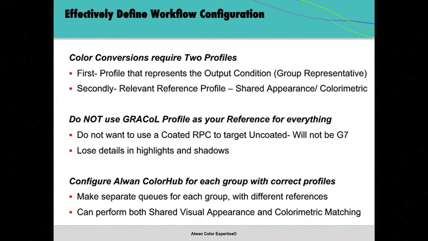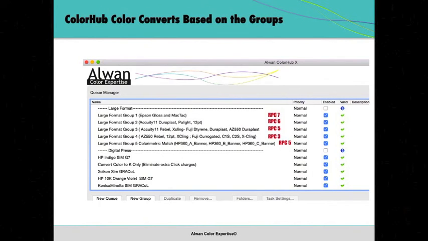Now, once we have this information, this tells us exactly how to configure ColorHub for each group with correct profiles. So in this scenario, where I have 25 different conditions, I have 5 groups. And I've even listed which printers each group represents. And then I added in red here, the red letters here showing RPC 7653. That's not part of the ColorHub interface.